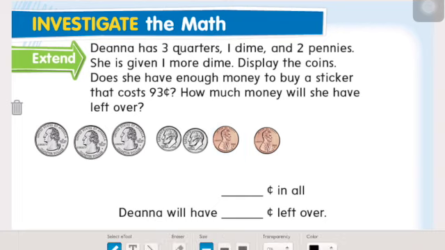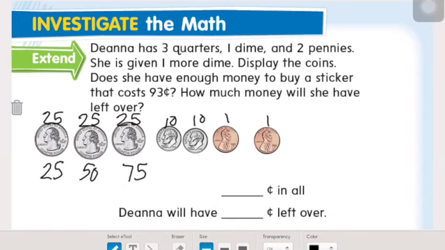How much money will she have left over? So we have 25, 25, 25, 10, 10, 1, 1. So let's count up now, adding on. 25, 50, 75. 75 plus 10 is 85, plus 10 is 95, plus 1 is 96, 97. So she has 97 cents in all.